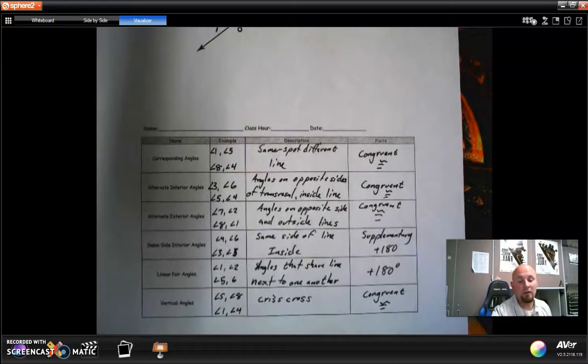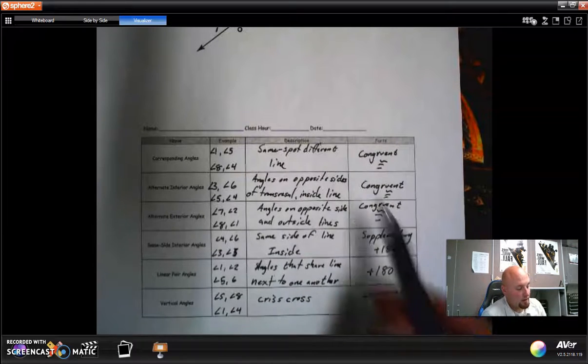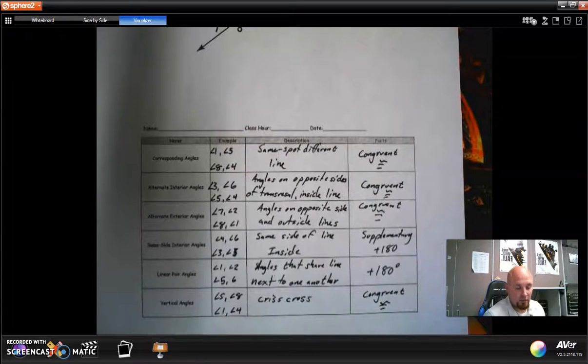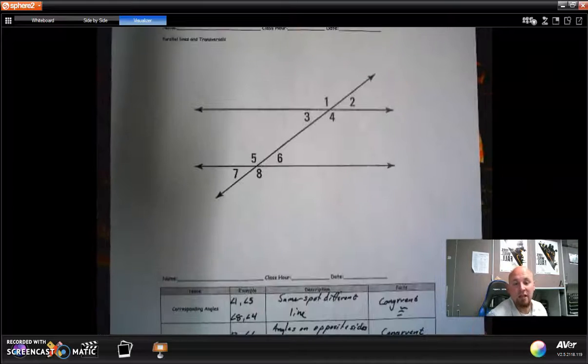Okay? Now, I know it's a lot of words, but here's some definitions. I'm also going to post other videos for you guys to watch to kind of understand their relationship. You need to kind of figure these angles out because that's what we're going to be working with this week.